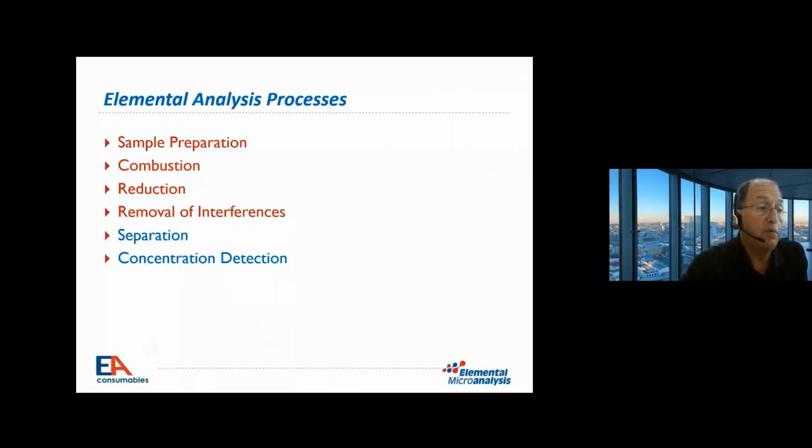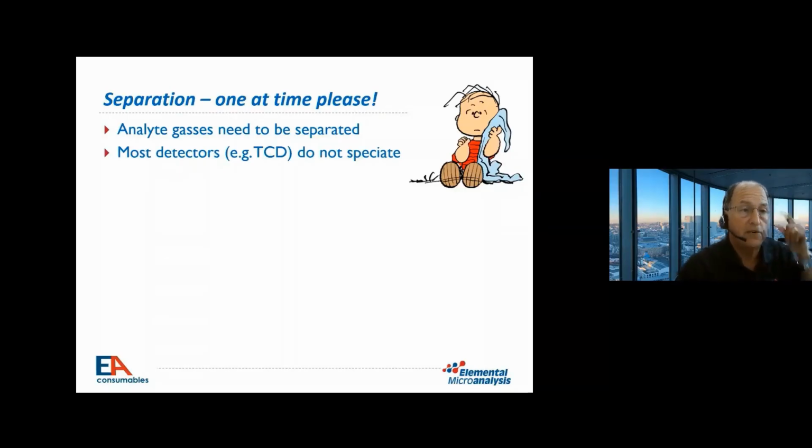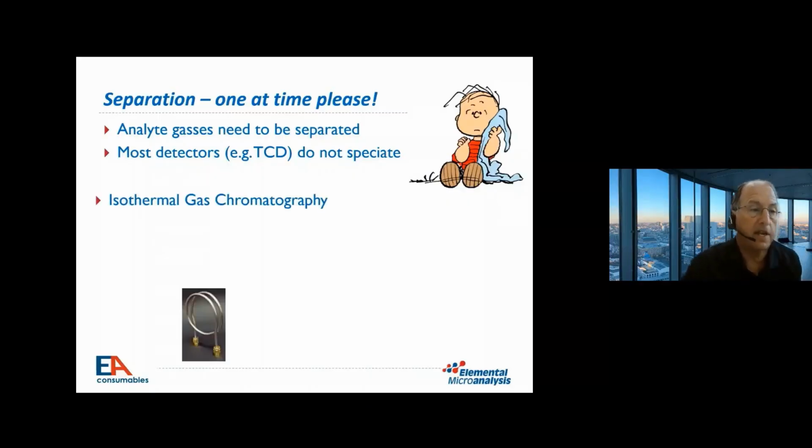And after we remove the interferences, now we have separation to deal with. The analyte gases need to be separated because most detectors, such as the thermal conductivity detector, do not speciate, so we have to send the analyte gases, the N2 and the CO2, one at a time to the detector. We can do this in a number of different ways. One is using isothermal gas chromatography. It's just a single temperature GC column that will separate the N2 from the CO2.